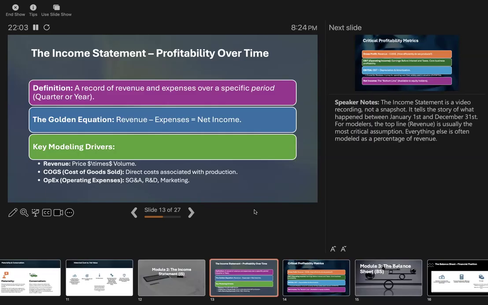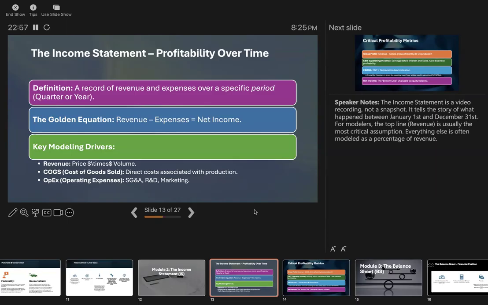The income statement is more or less like a video recording, whereas the balance sheet is a photo. When you do your income statement, you always say for the year ending, for the month ending. Whereas for a balance sheet, you always use balance sheet as at 31st December, as at 2nd January, whatever it is. It's a position. But the income statement is a record of revenue and expenses over a specified period. It basically looks at the performance of the company.